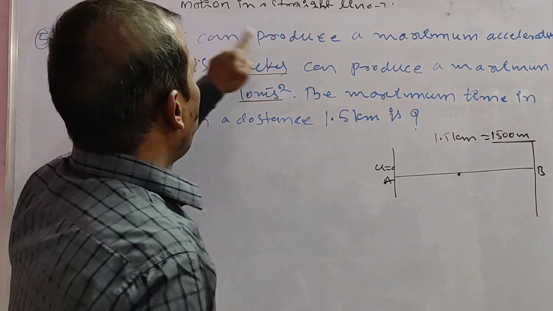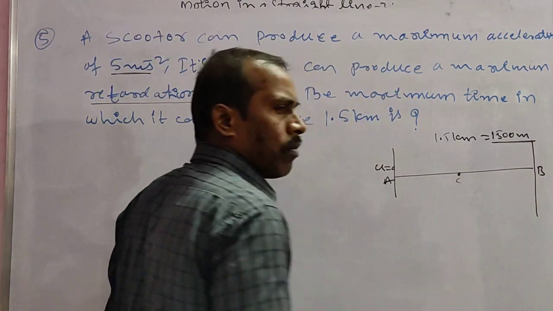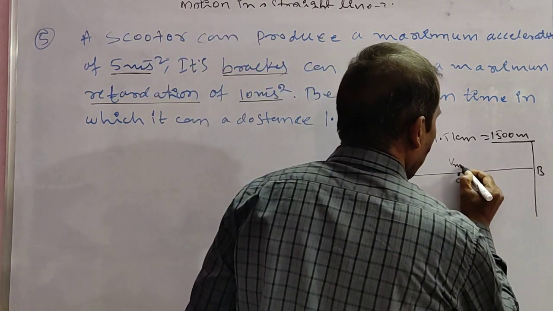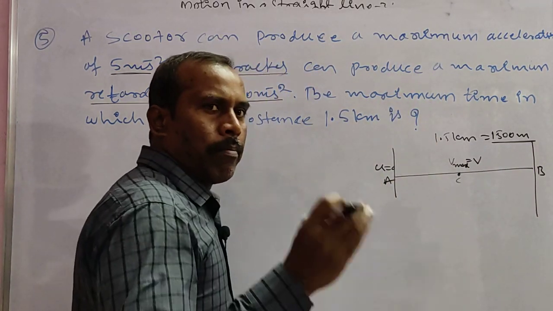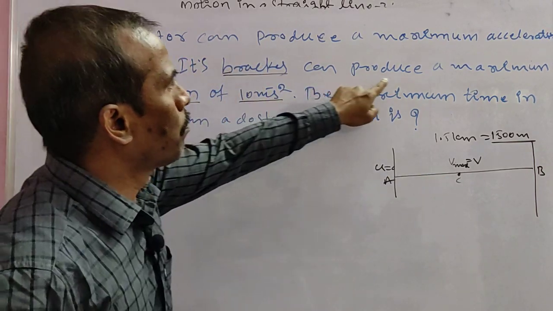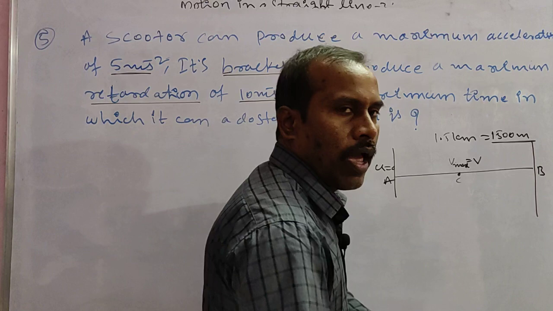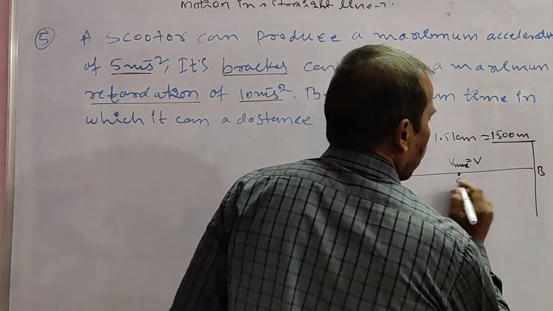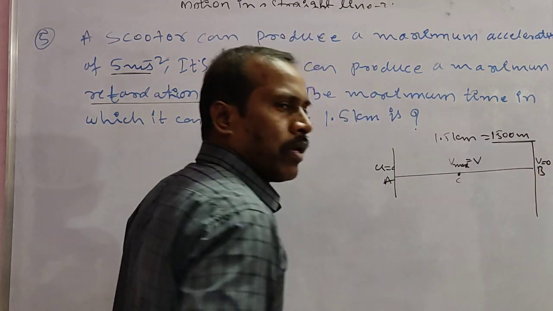Now brakes are applied, so it attains the maximum velocity, for example, at point C. This is your maximum velocity, equal to V. The brakes are applied at point C. Now the body produces a maximum retardation of 10 meter per second square, so it is negative, opposite to the acceleration. The final velocity is V equal to 0. It comes to rest at point B.